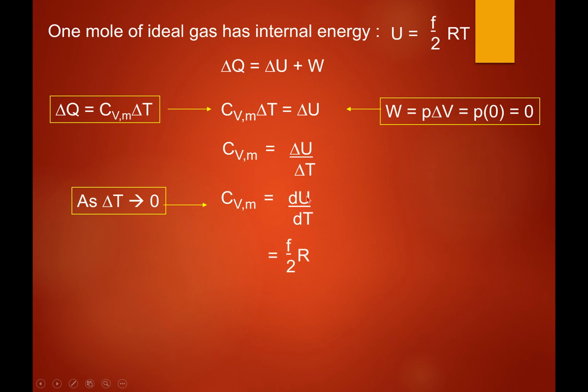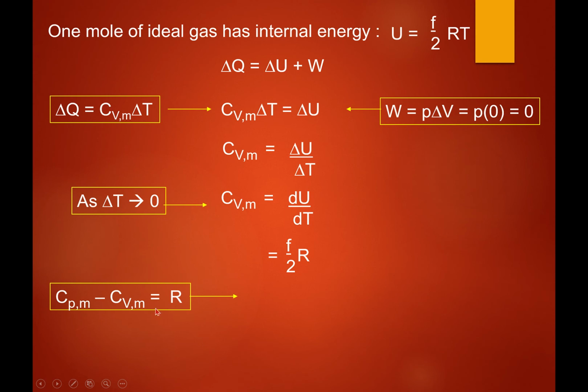This means we differentiate U, which equals half FRT. F and R are constants, so we differentiate with respect to T. We use the differentiation rule for this equation, and we get half FR. So we have proven that the molar heat capacity at constant volume and constant mass is directly proportional to the degrees of freedom. So it depends on the degrees of freedom.